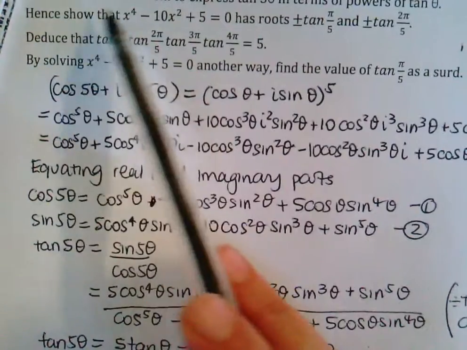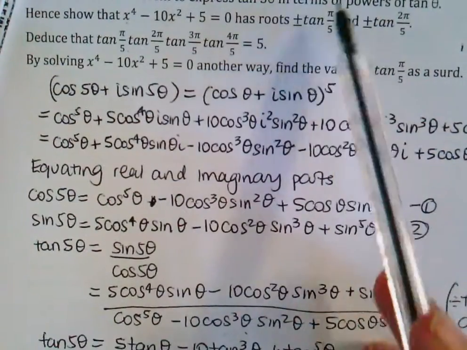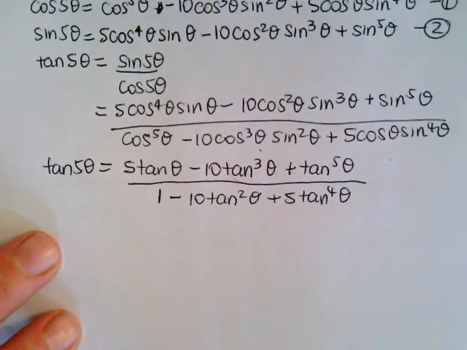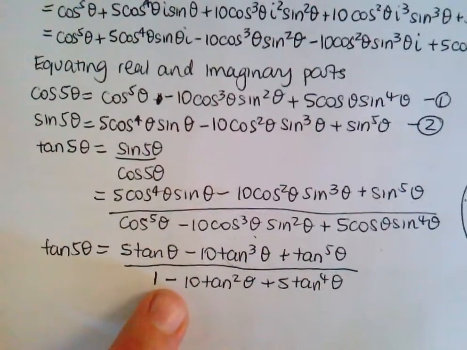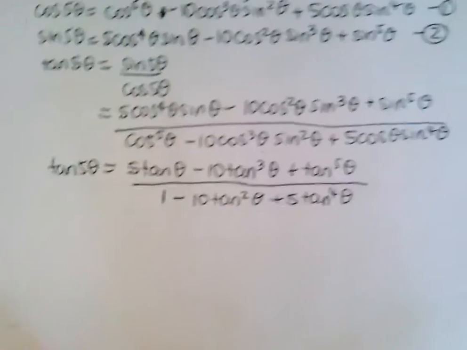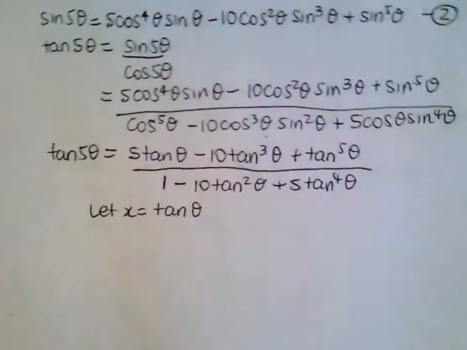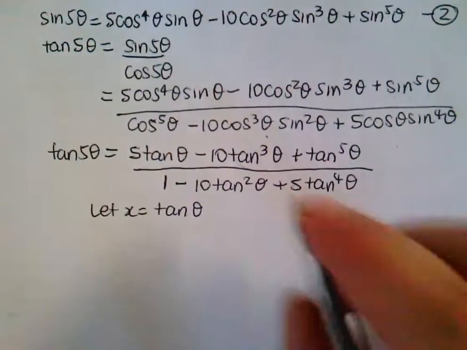Notice it's saying, hence show that x to the power of 4 minus 10x squared plus 5 equals 0 has these roots, tan of plus or minus pi over 5, 2 pi over 5. We're going to have to let x equal something. Remember, in the other one we let x equal cos theta. This time we're going to let x equal tan theta. Notice if x is tan theta, I'm going to get 5x to the power of 4 minus 10x squared. I know I've got a 1 here, but something will work out. So what we're going to do is let x equal tan theta. Now if we do that, there is a trick here.